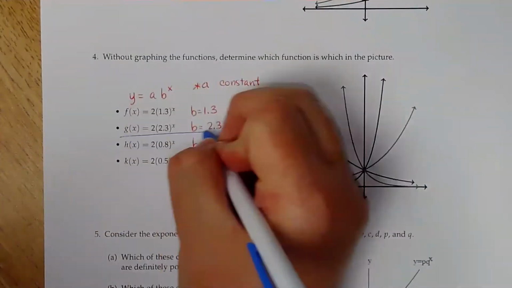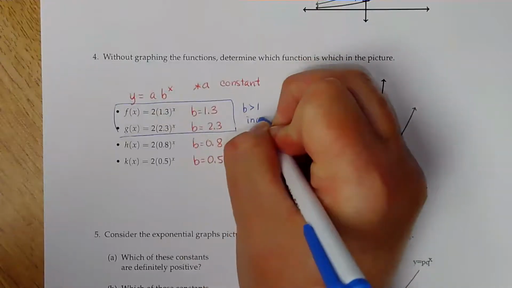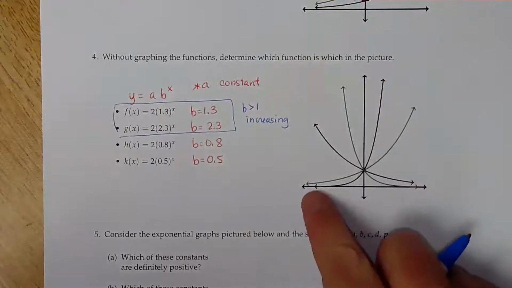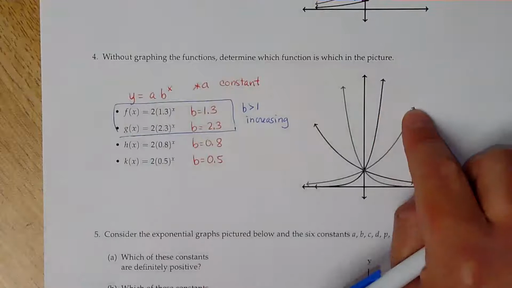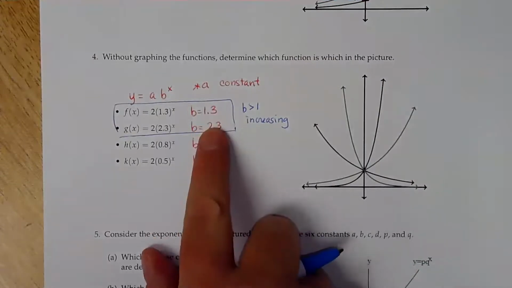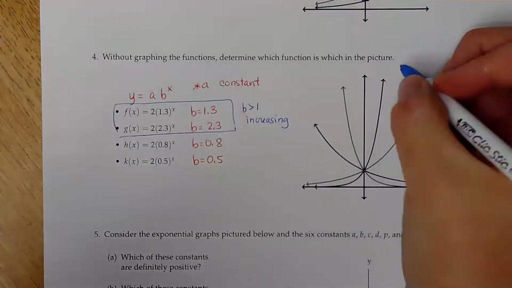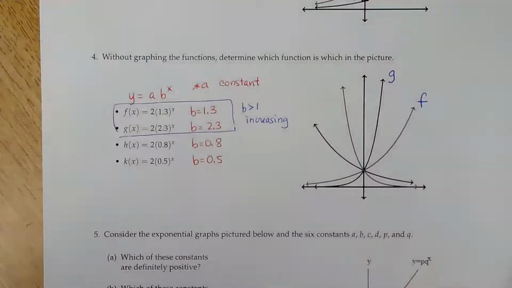These first two, my b is greater than 1, so I know it's increasing. That means these two over here, this one is pretty steep, this one's not as steep. These are going to be either F or G. Those are my two increasing ones. And the way I decide which one is which is the bigger that B is on the increasing side, the steeper or faster it's going to increase. So that means this is G and this is F here.